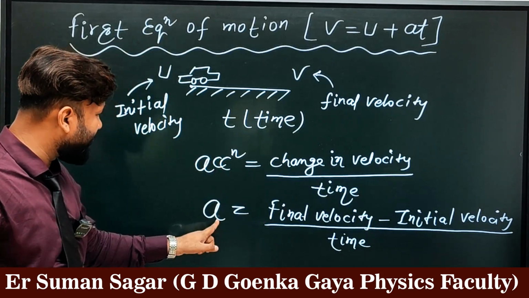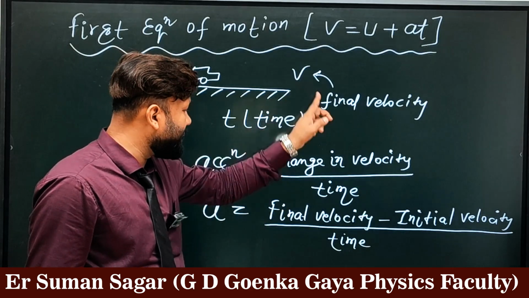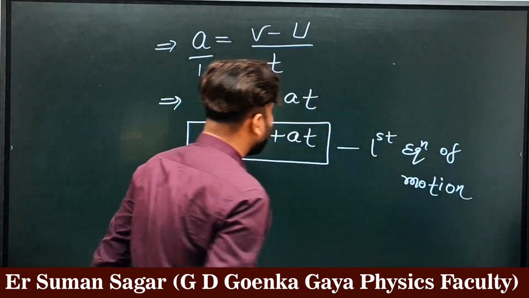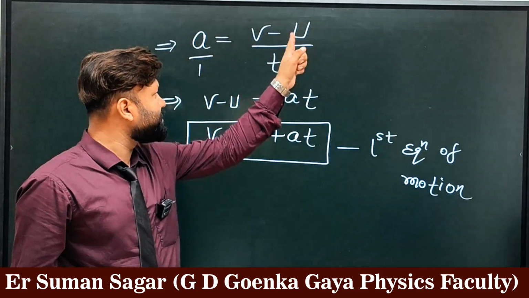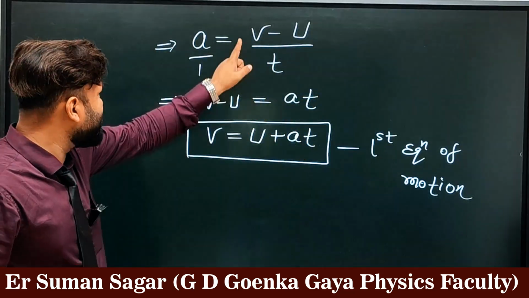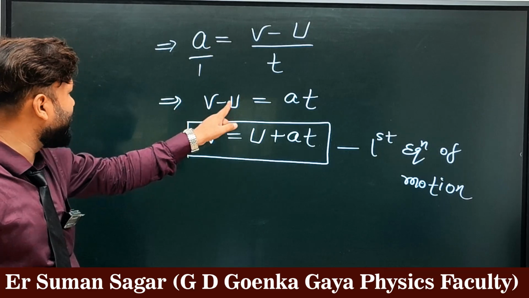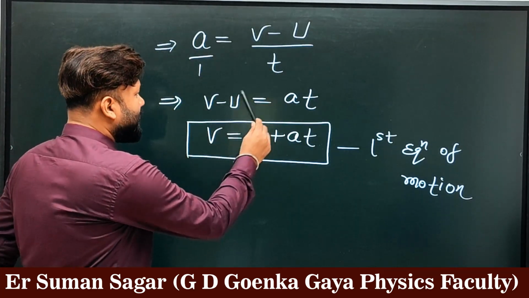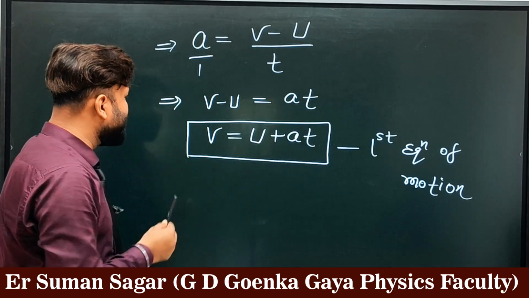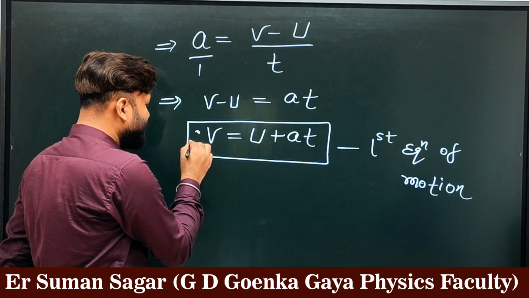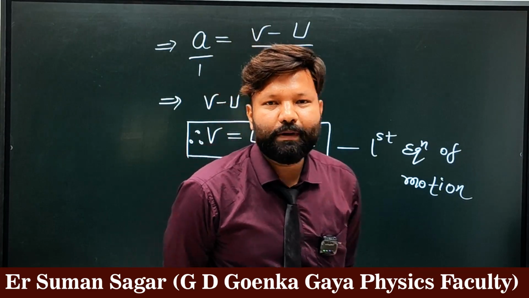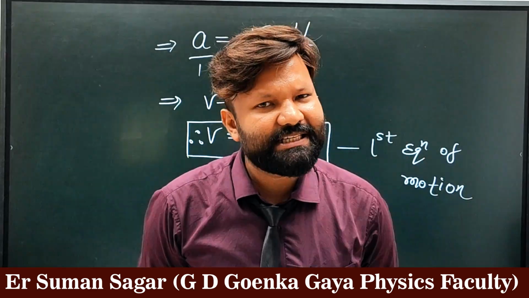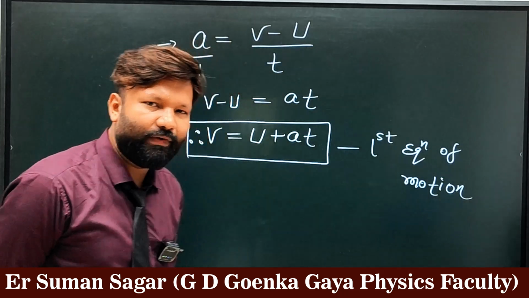So acceleration denoted by a, final velocity denoted by v, initial velocity denoted by u. So here students, we can write a is equal to v minus u by t. From cross multiplication, v minus u multiply with 1, then v minus u, a and t multiply, a into t. Minus u will come to the right side of equal, then it will be plus. So this is the first equation of motion, students. V is equal to u plus at. Let's move to the second equation of motion, that is S is equal to ut plus half at square.